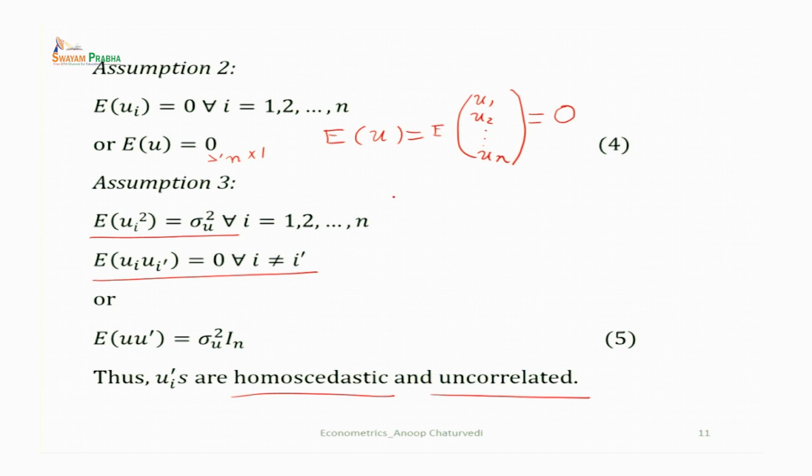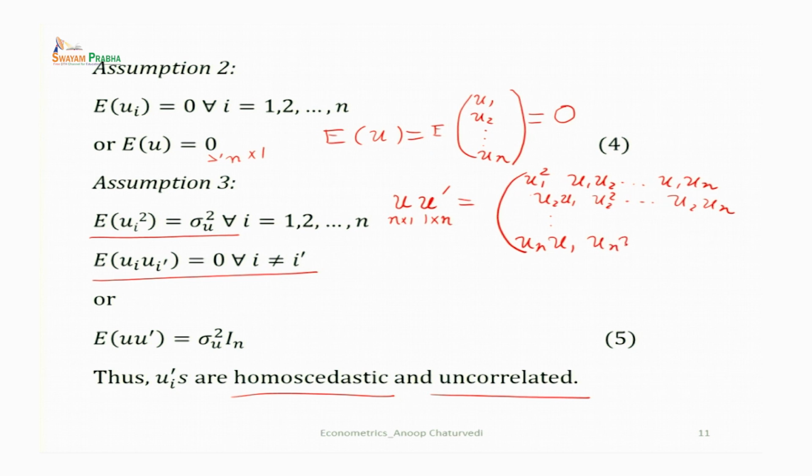Now, remember that u is an n cross 1 vector and this u transpose is 1 cross n, and then you can easily obtain u u transpose, which is equal to u1 square, u1 u2, u1 un, u2 u1, u2 square, u2 un, and so on, un u1, un u2, un square.